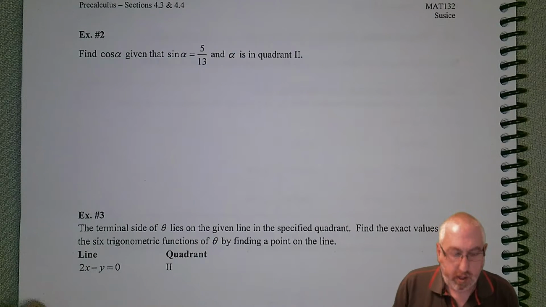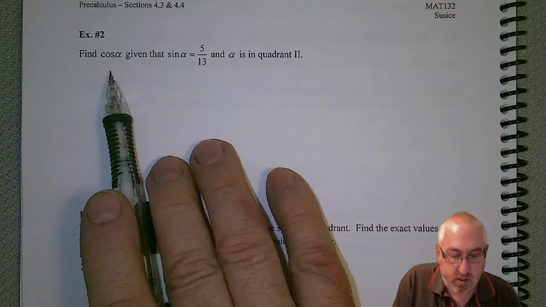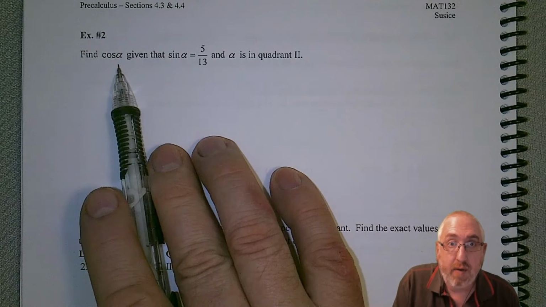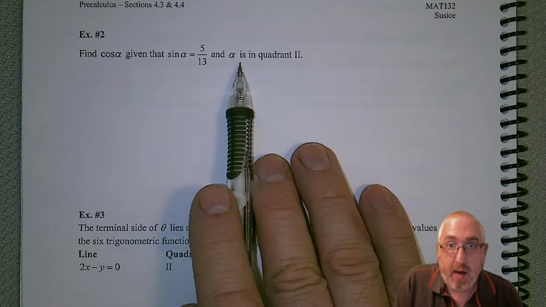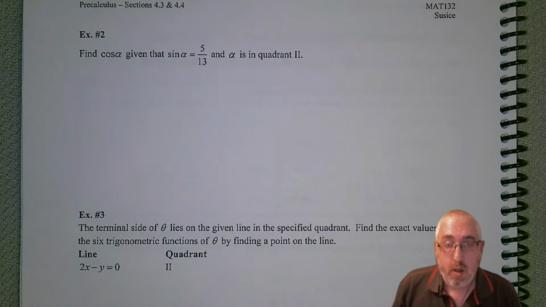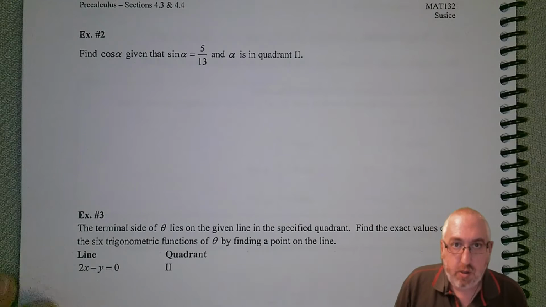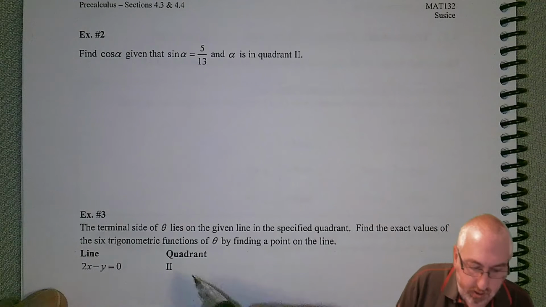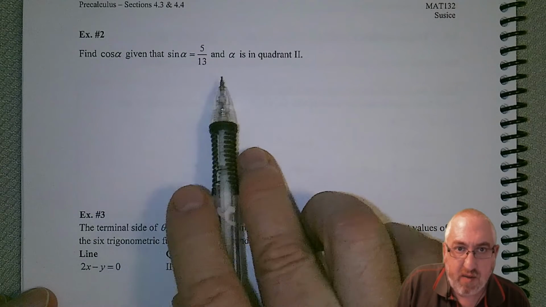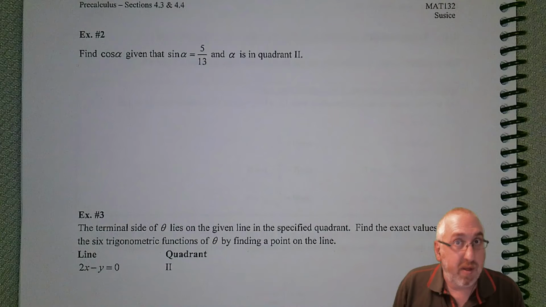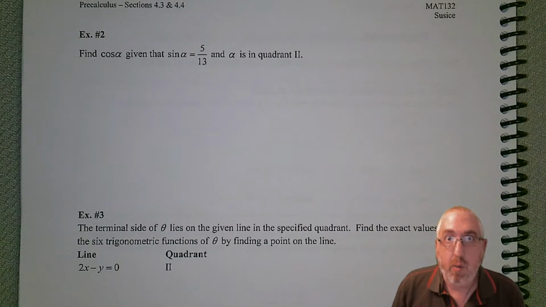We're going to look at example 2 now, which wants us to find the cosine of alpha, given that the sine of alpha is equal to 5/13 and alpha is in quadrant 2. So this one, a diagram is always obviously a good thing to do with these, but more importantly is looking at this 5/13, because we can worry about the signs of these trig functions after we find out the actual value. We can make it positive or negative as appropriate.